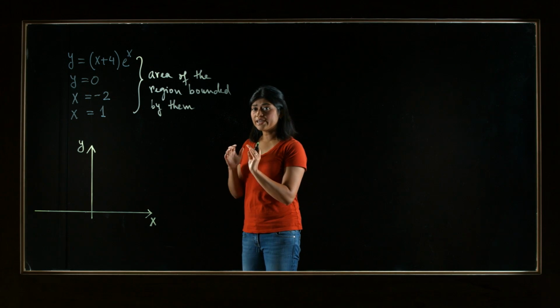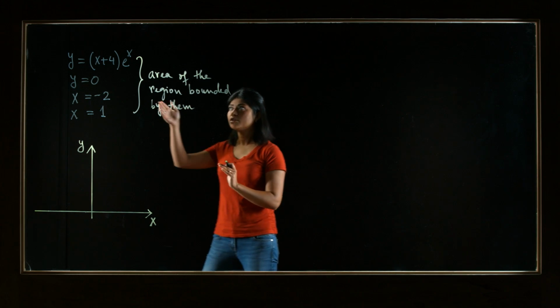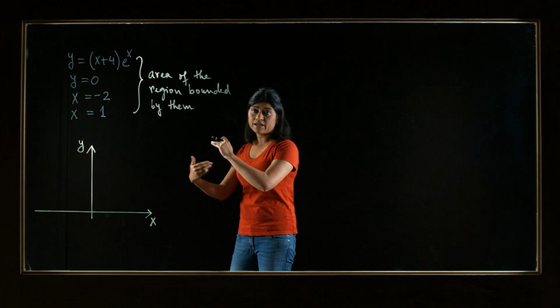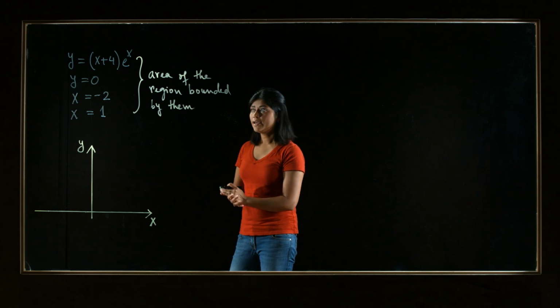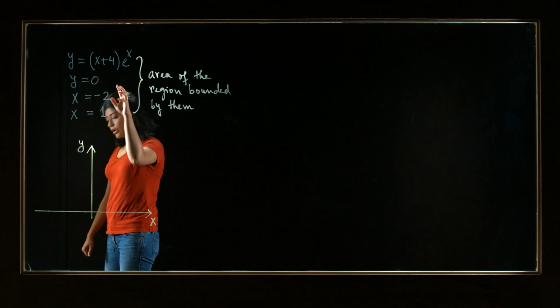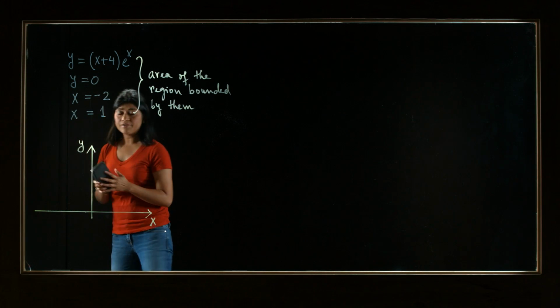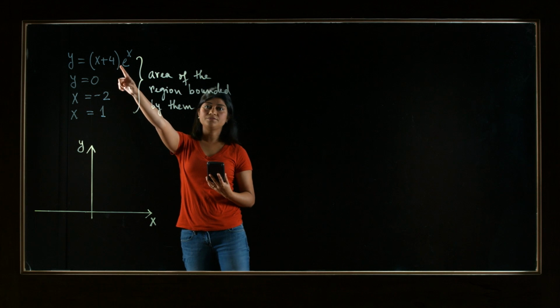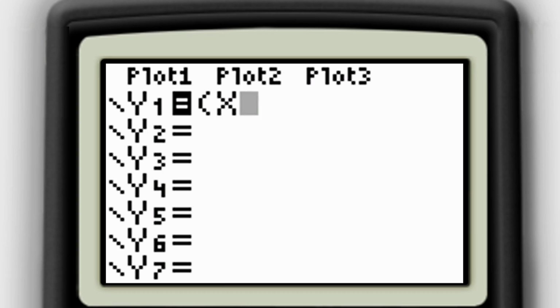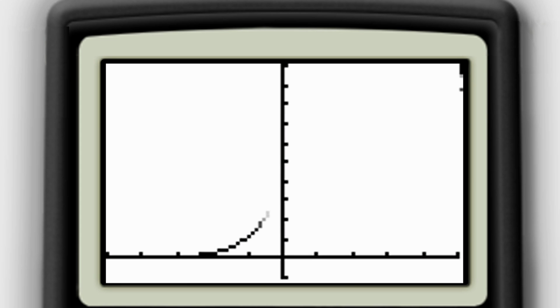To understand the area, we have to first graph these functions and then we have an idea of what the area will look like, and then we have to figure out how to compute that area. So, why don't we pick a graphing utility and graph this first function, x plus 4 e to the x. Let us try that: y equals x plus 4 times e to the x, and graph it. And you get an idea of what the graph will look like.